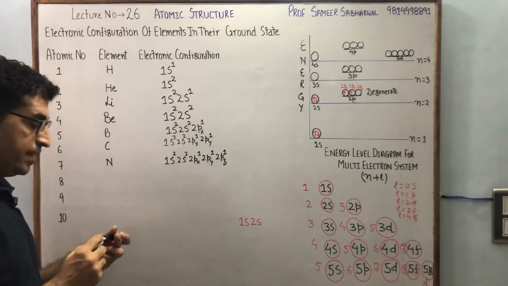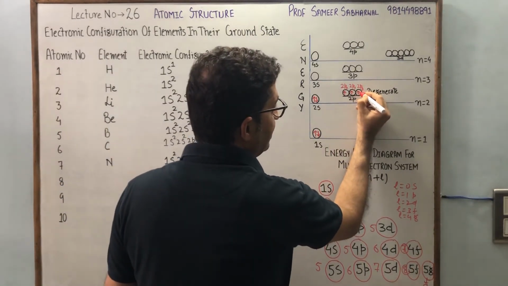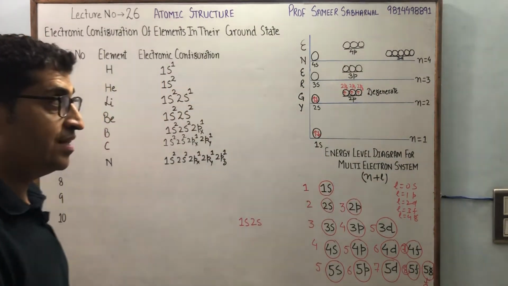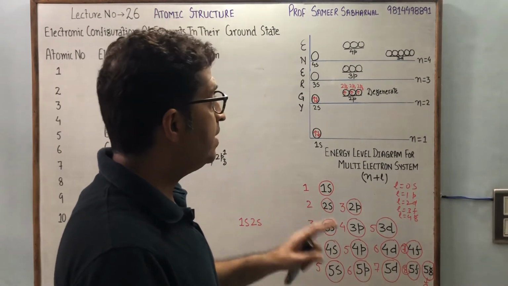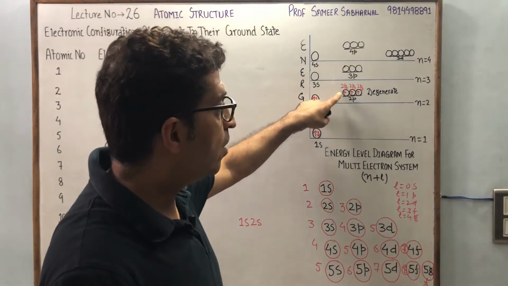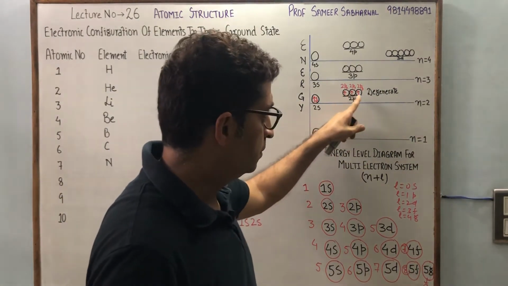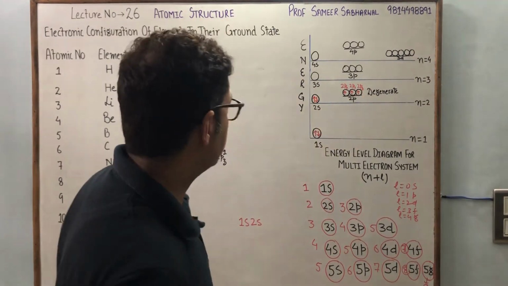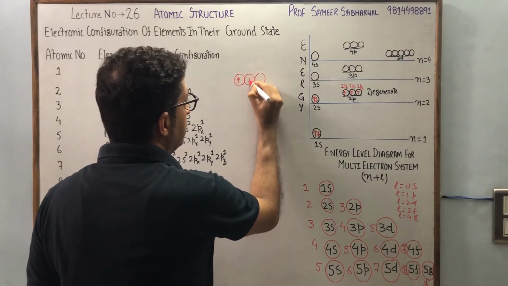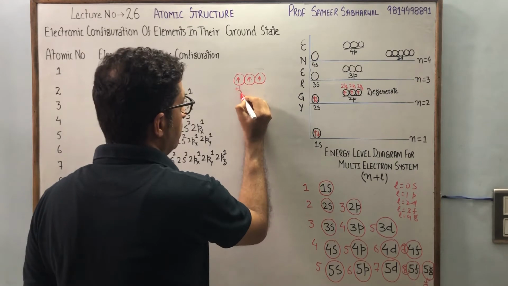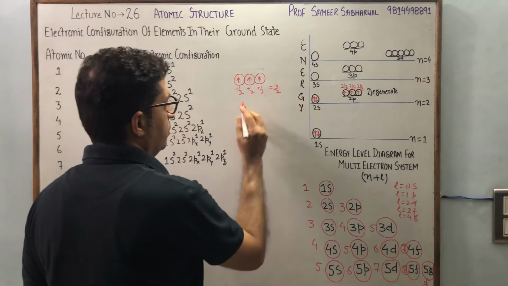So now you can see that all p orbitals of the 2p subshell are singly filled. We say this is Hund's rule of maximum multiplicity. Maximum multiplicity means maximum spin. If you count the spin, clockwise spin is represented by plus 1 by 2. For 3 unpaired electrons, total spin is plus 1 by 2, plus 1 by 2, plus 1 by 2. This is equal to 3 by 2.